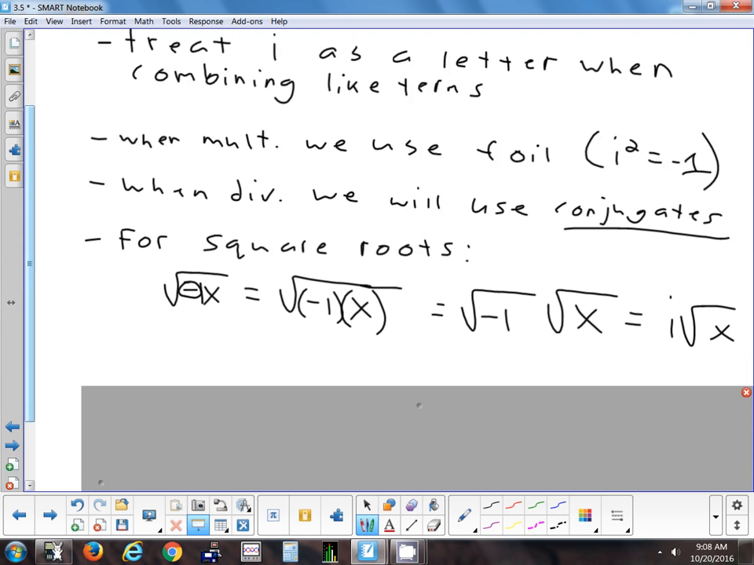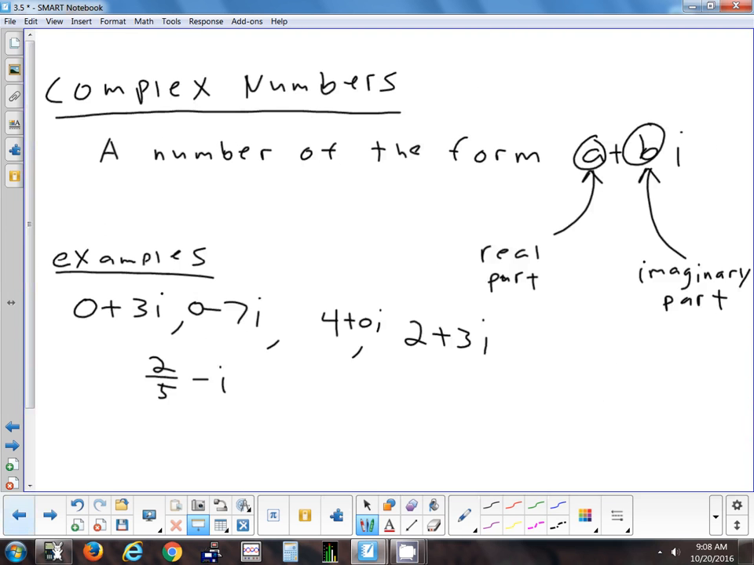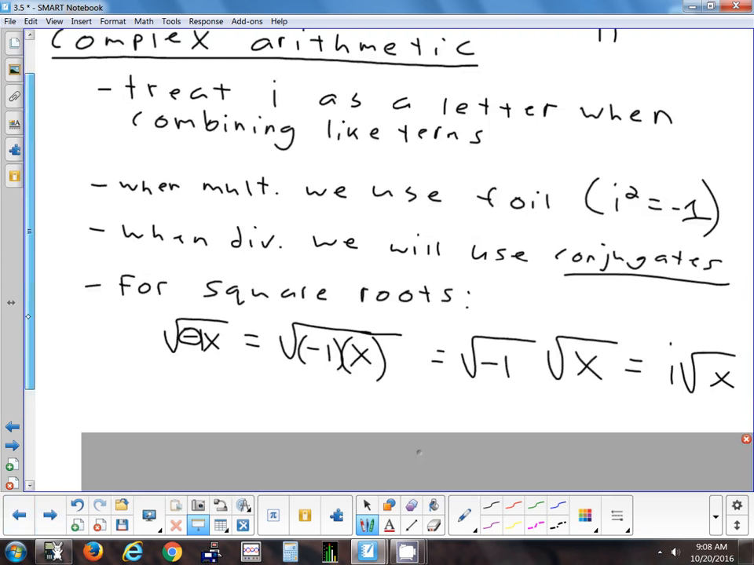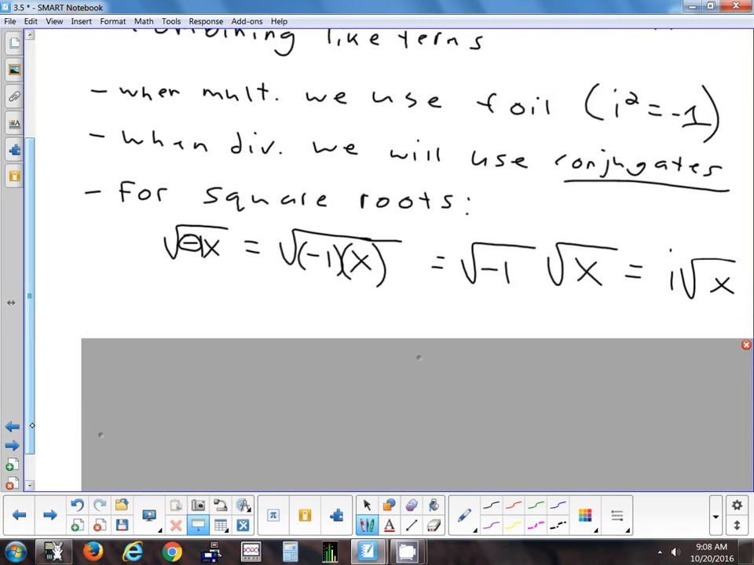Okay, and I'll talk about where you put the i, because before I put the i after the number, like 3 and then an i. There's a reason why I'm leaving the i in front of the square root. It has to do with somebody reading the problem and your answer being clear. When we go through an example, you'll probably see why.